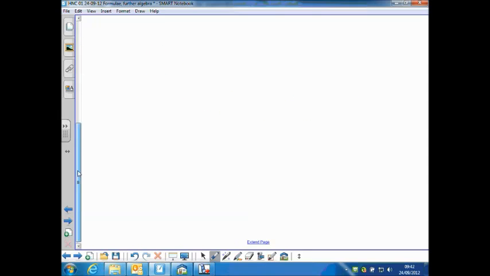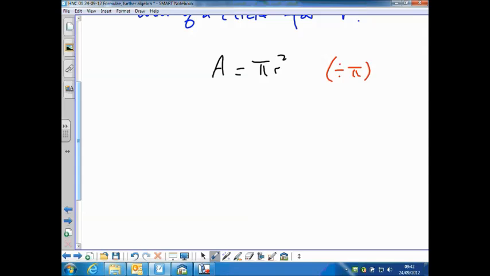We're after getting R on its own. First thing to do. To get R on its own, what would you do to the right-hand side? Take away pi. You want to get rid of it, but how do we get rid of it? You don't mean take away, do you? Divide by pi. Divide both sides by pi.